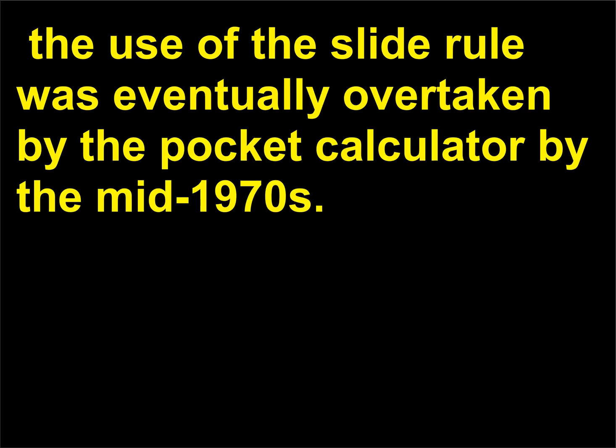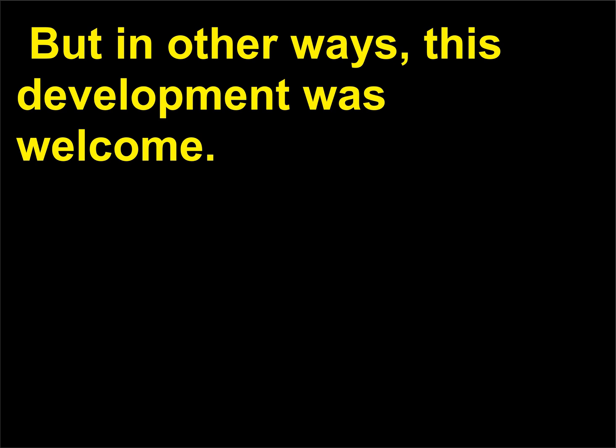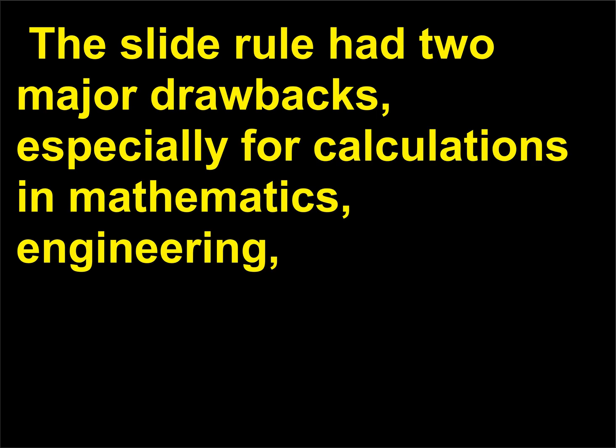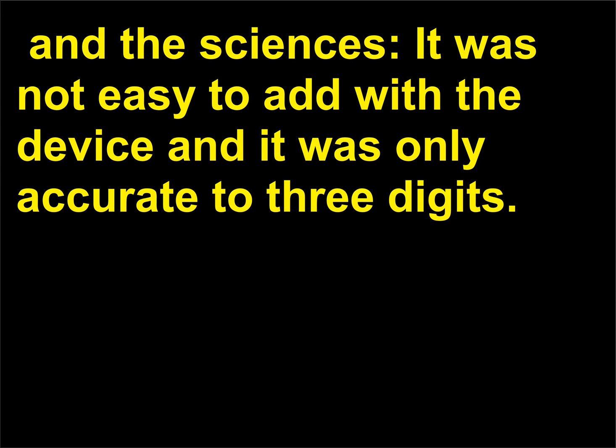Sadly for mathematical traditionalists, the use of the slide rule was eventually overtaken by the pocket calculator by the mid-1970s. But in other ways, this development was welcome. The slide rule had two major drawbacks, especially for calculations in mathematics, engineering, and the sciences. It was not easy to add with the device and it was only accurate to 3 digits.